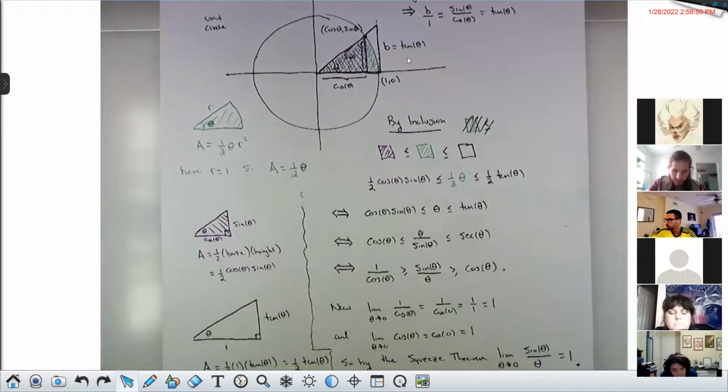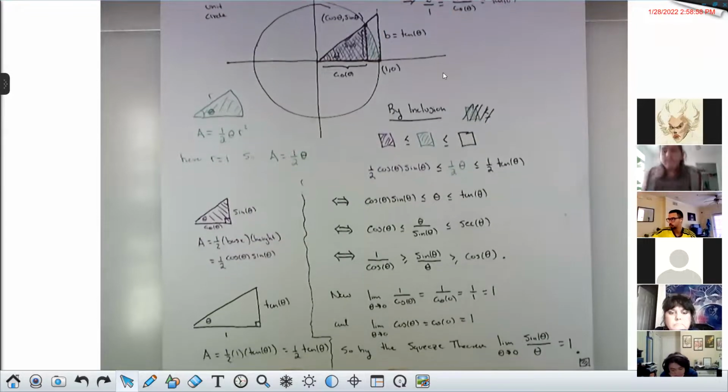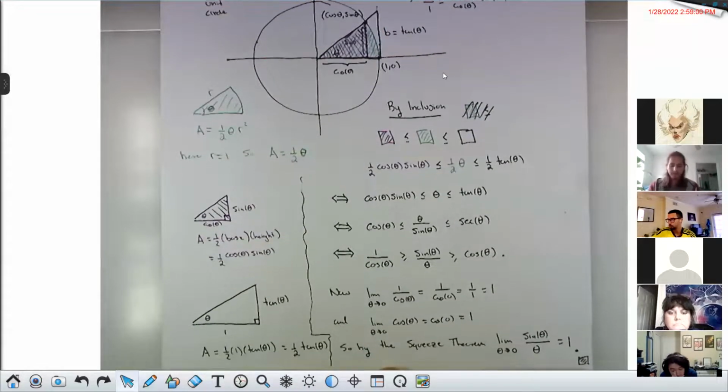It is important to remember that this side length being tangent theta comes from similar triangles, or however you want to get it, but we do need that. But yeah, here's the work besides that. All right. Are there any questions you guys would like to ask about this?